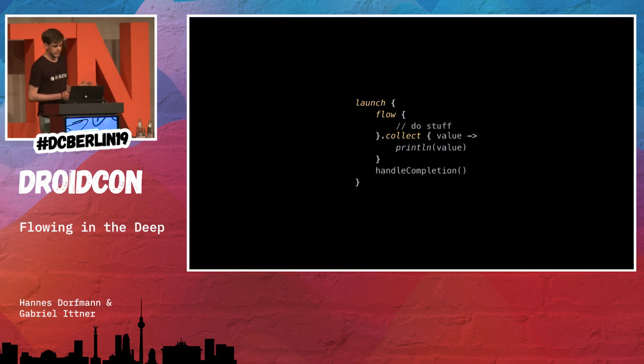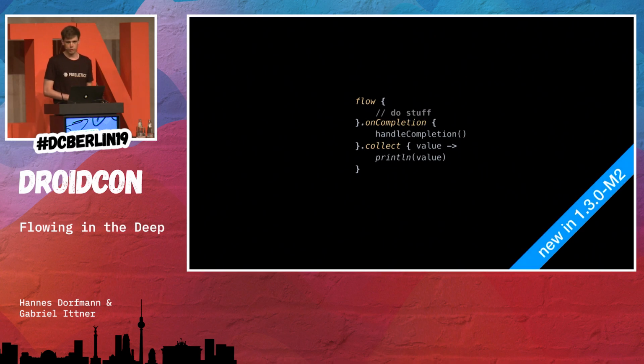And that's it. In the latest version, 1.3 milestone 2, there's also an onCompletion operator, which is similar to doOnComplete from RxJava, which lets you do completion handling inside the stream if you prefer that style of declarative programming.